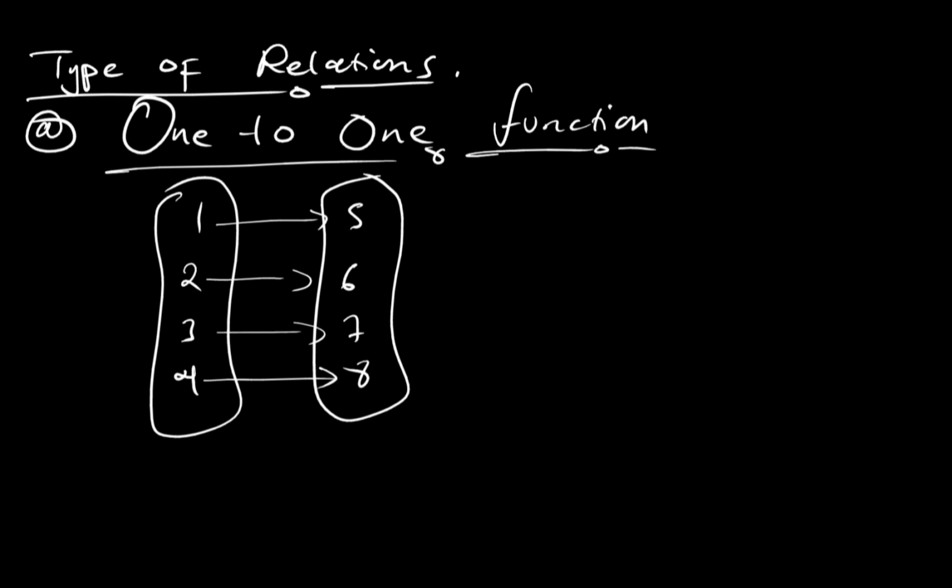One value of x being mapped to one value of what? Y. Okay? Be mindful about that. So each object of the domain only has one image in the range, and each image in the range only has one object in the domain. So let's be mindful about that. So this is called a one-to-one function because only one value of x is on one value of what? Y.